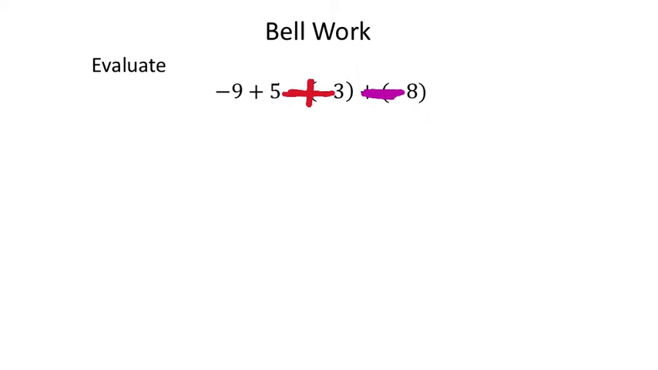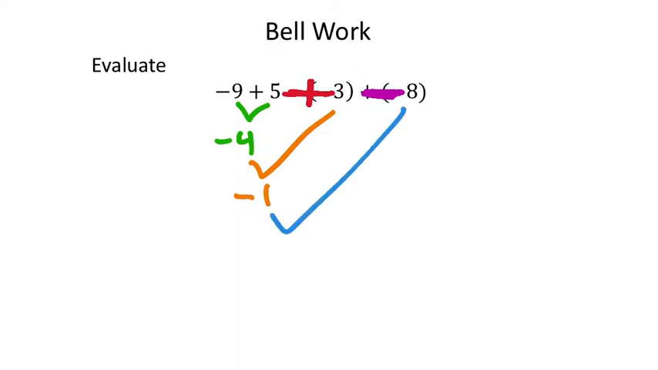We're in 9th grade, so you could just plug it into a calculator if you want to, but you don't have to. So if I was evaluating this, negative 9 plus 5 would be negative 4, and then negative 4 plus 3 would be negative 1, and then negative 1 minus 8 would be negative 9. That would be our final answer.